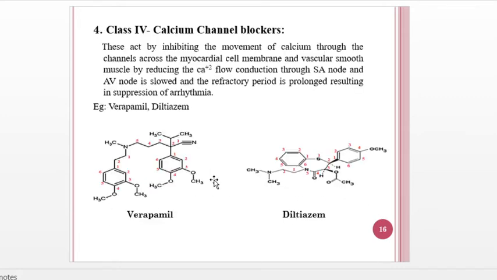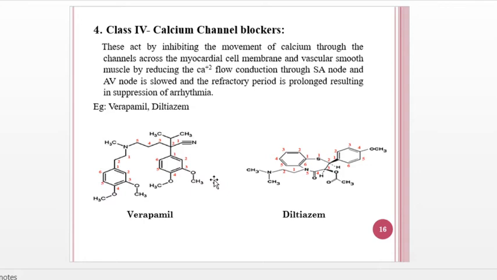The next one is the class 4 drugs. Class 4 drugs are calcium channel blockers. We have seen verapamil, diltiazem, and the 1,4-dihydropyridine derivatives like felodipine and amlodipine. All these drugs are used as calcium channel blockers.